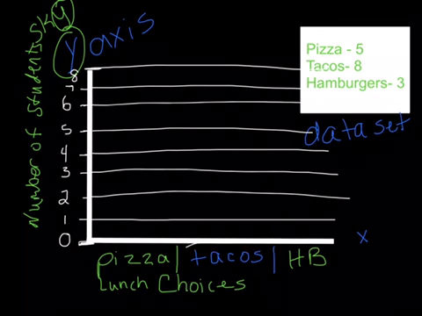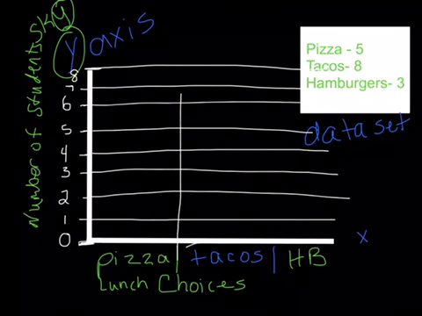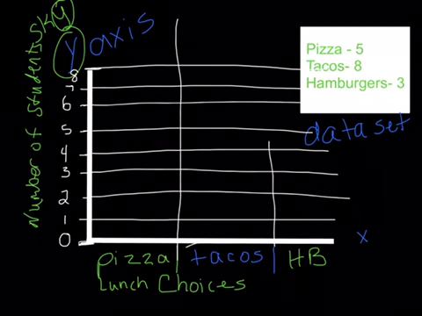We're going to draw that all the way across. And how many choices did I have? I had 3 choices. So I'm going to split my grid into 3 sections. Now I have a grid that's easier for me to work with and easier for me to shade in.